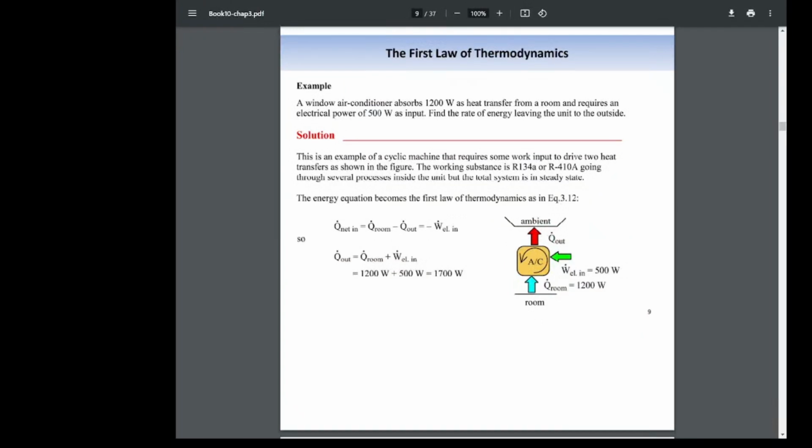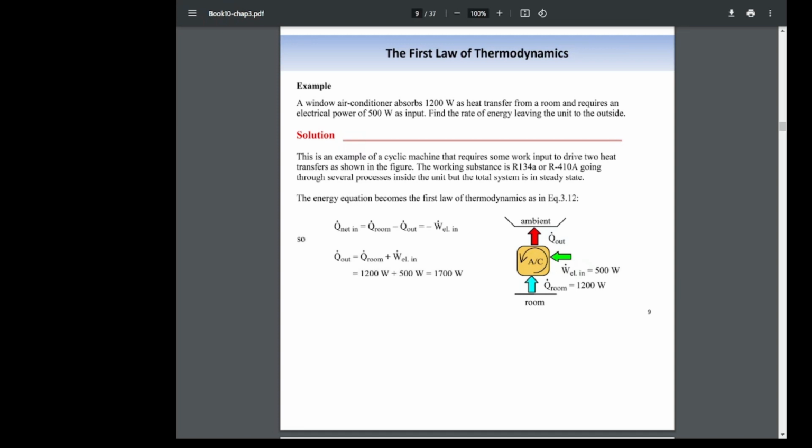We're going to apply the first law of thermodynamics. We have a window air conditioner that absorbs 1200 watts of heat from the air in the room, and requires an electrical power of 500 watts as an input. Find the rate of energy leaving the unit to the outside. So this is a cyclic machine, and just repeats the same process over and over again.